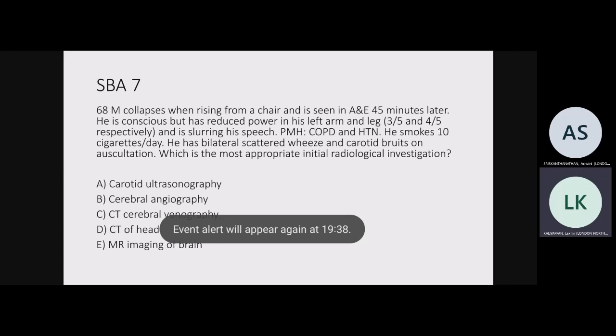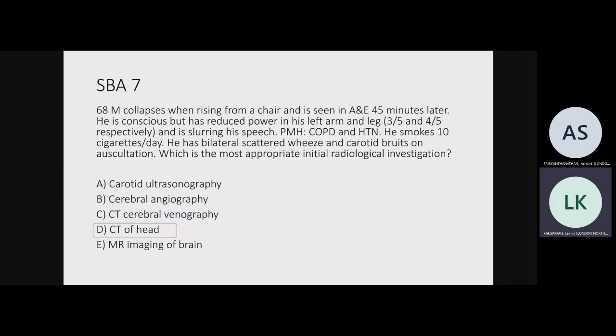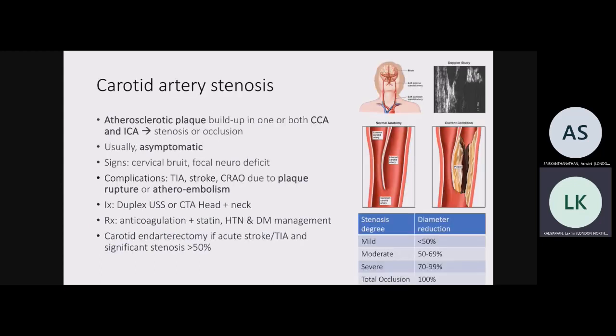So this question leans into the examination finding of carotid bruits, and for all intents and purposes, a sign of having a TIA or a stroke. So CT head would be your first radiological investigation, although these other investigations are also considered to be good later on. Your initial choice would be a CT head in this patient because you want to rule out a bleed.